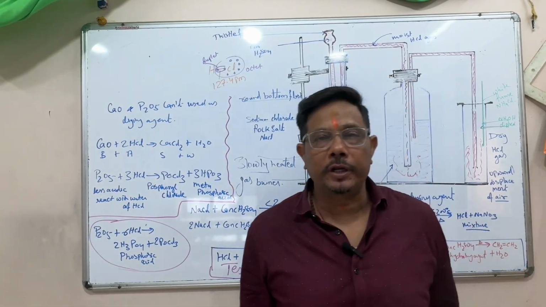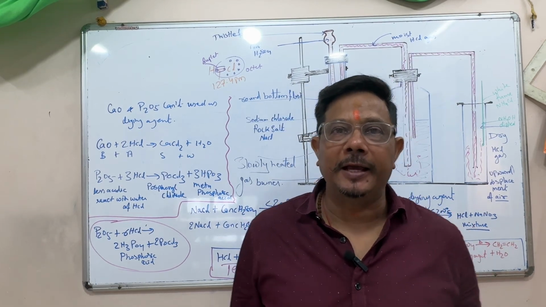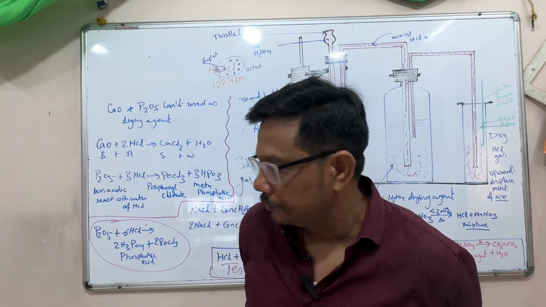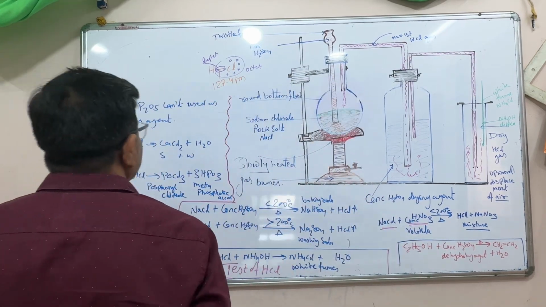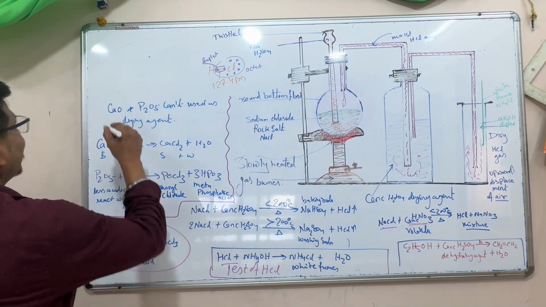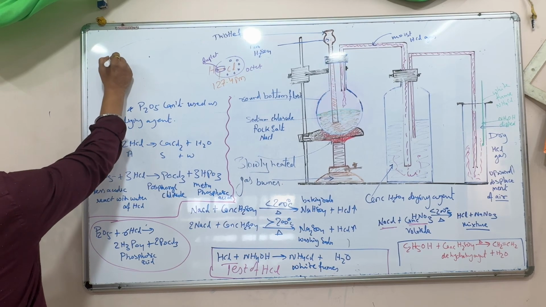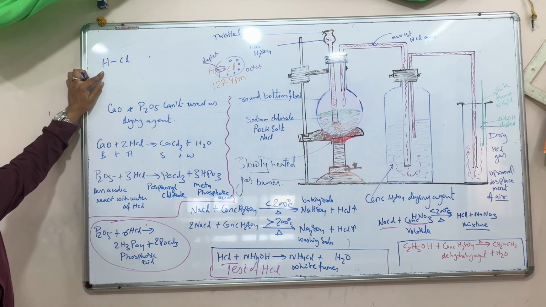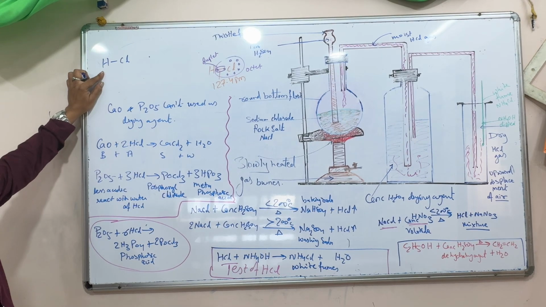Today we are going to take the concept of 10th standard ICSE board, hydrochloric acid HCl. Here HCl is a gas. It is a covalently bonded compound. It is polar in nature. It is highly soluble in water because of polarity.